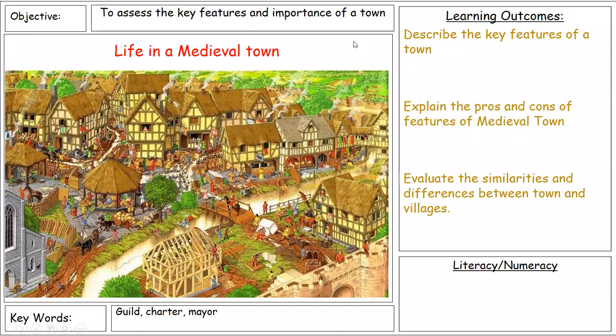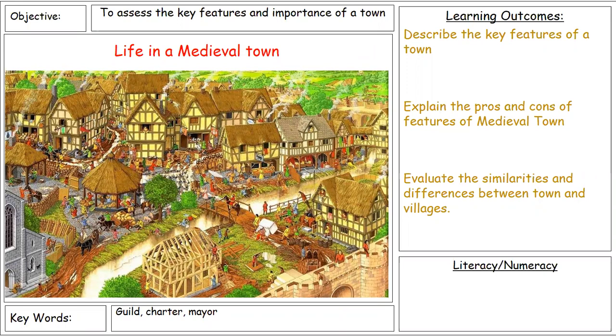This lesson's the next lesson in the Richard and John unit. And what this lesson's going to be looking at is what life was like in a medieval town. Now, this is something you might have done early on in your history curriculum, especially in year 7, when you look at life in medieval England, especially after the Battle of Hastings.